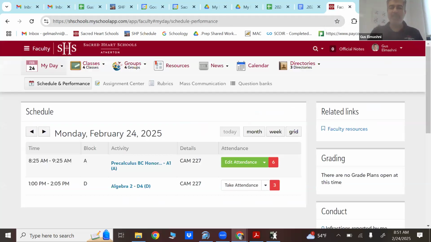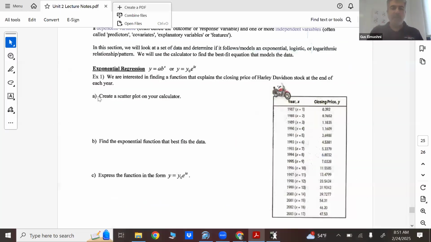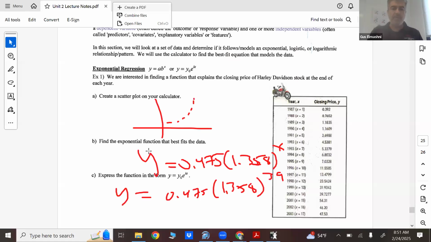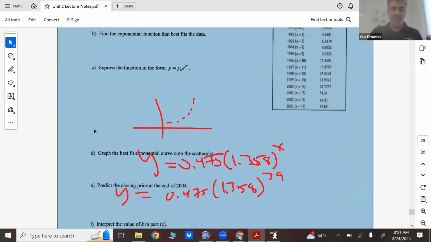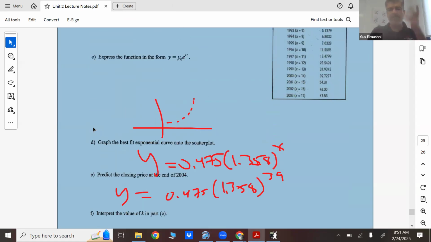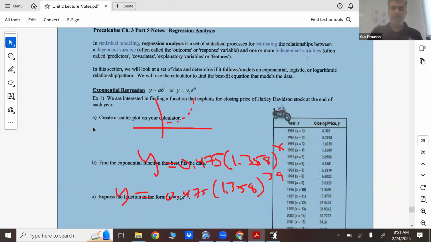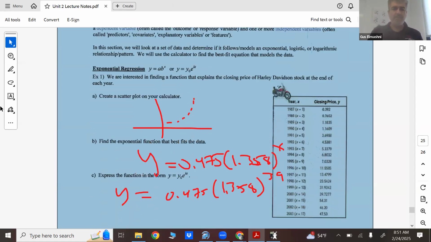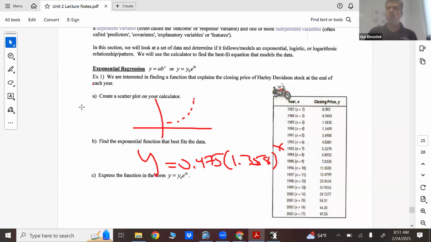So, anyhow, one last thing I want to do before we move on to the other parts of the lesson today. I already graphed the curve on a scatter plot. Don't worry about the price at the end of 2004. That's okay. But let's look at part C really fast. This part's going to be a little tricky, so bear with me. We want to change the equation to have e as a base. Okay, I want my base to be e. So here's what we're going to do.